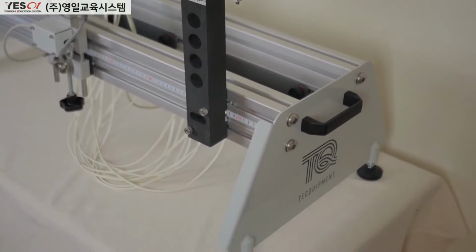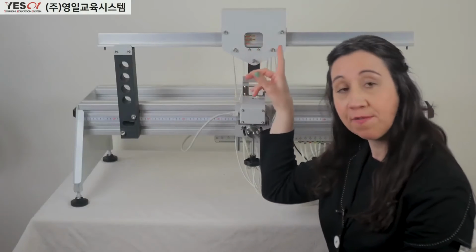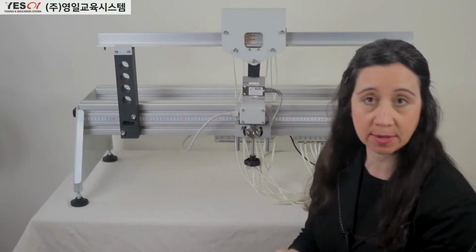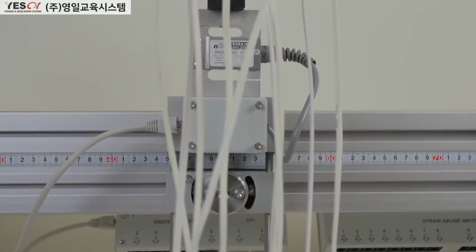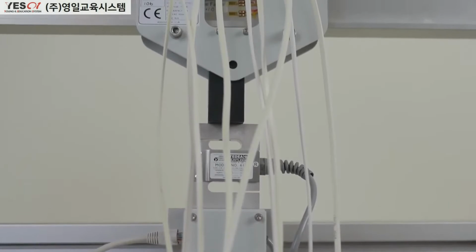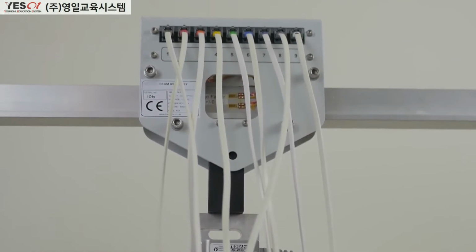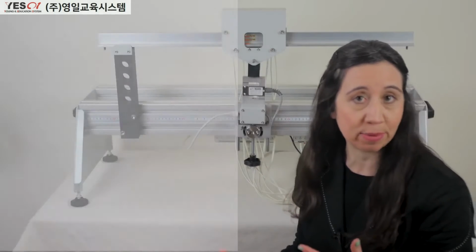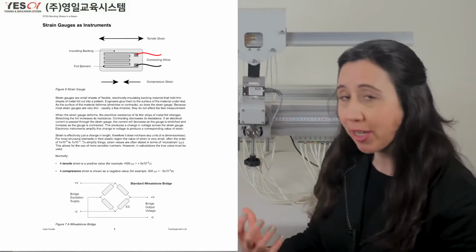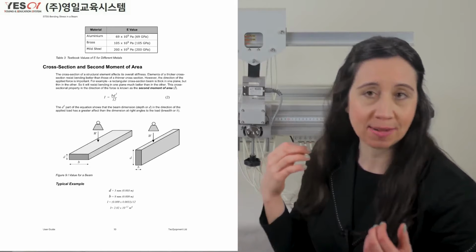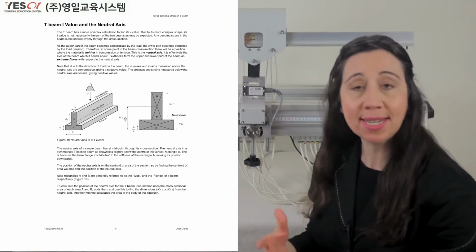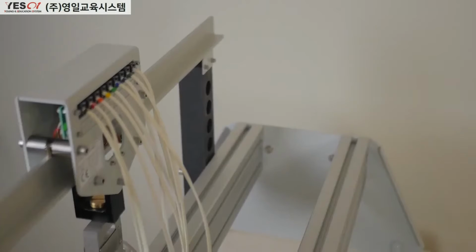In the middle of the beam are 9 strain gauges fixed at different heights to measure the strains caused by the different loads applied. These are connected to a strain gauge amplifier. There is a lot of theory to explain how strain gauges work, including concepts such as the Wheatstone bridge, quarter bridge connections, Young's modulus, second moment of area, I-value, and neutral axis contained within the user guide.